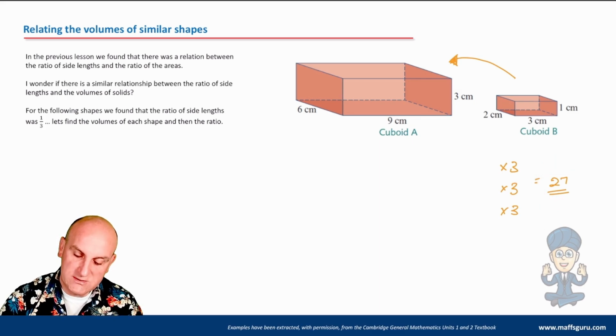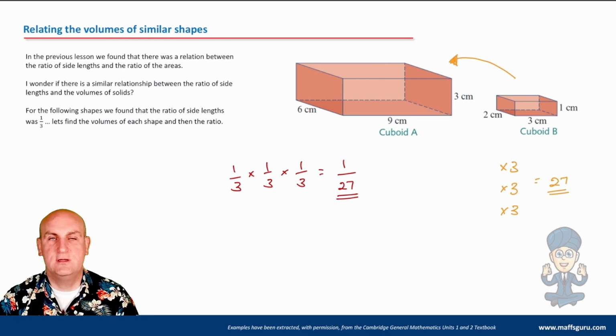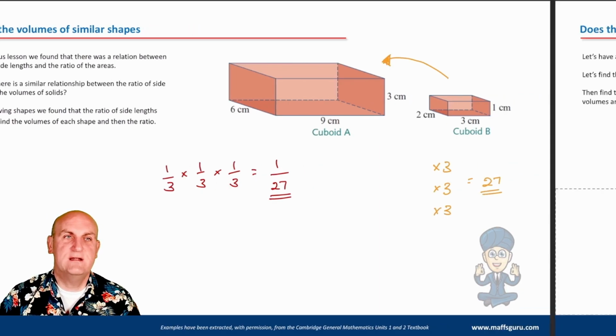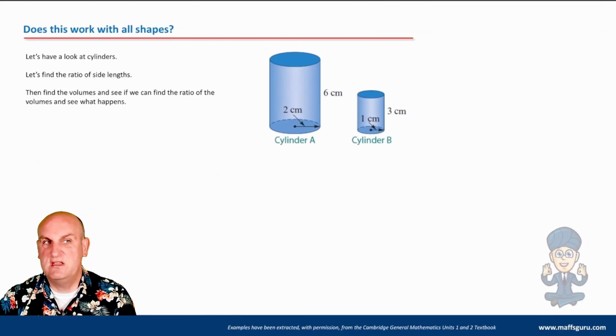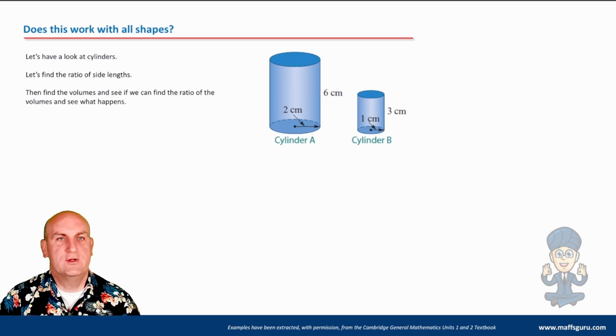So going back to our example a moment ago, because we know that the scale factor of enlargement here is 1/3, we'd be looking at doing 1/3 times 1/3 times 1/3, which is 1 on 27. And again, I've done that in my head. You can use your calculator as long as you've got it in exact mode. So is there a nice way of checking this for other shapes? Right, let's have a look at the cylinders.